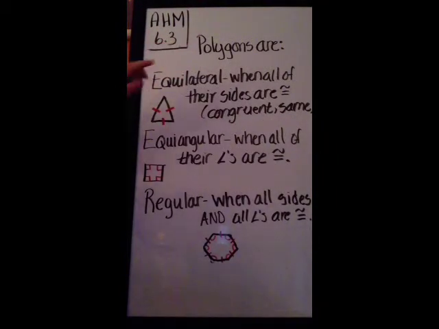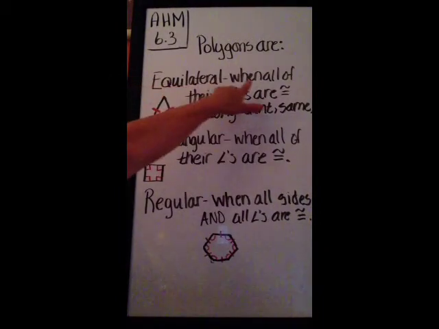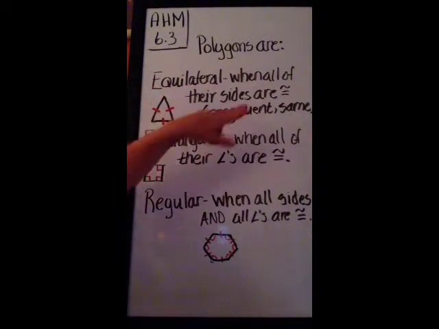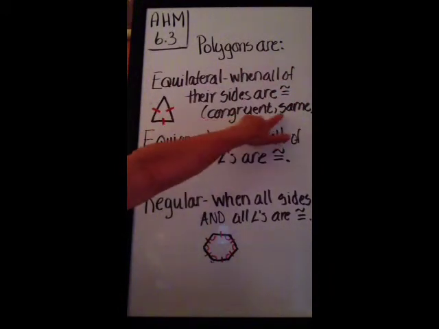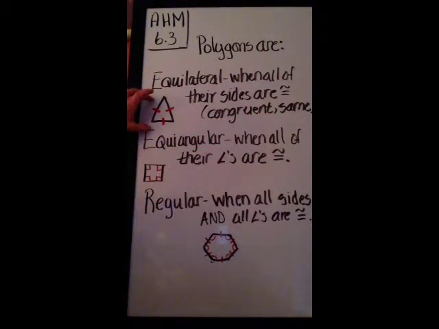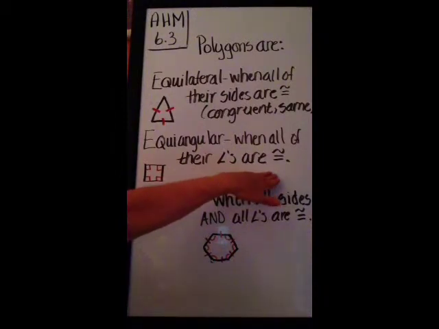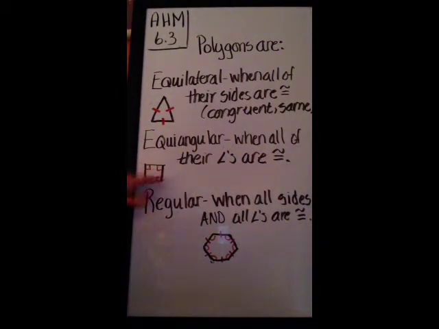Polygons are defined as equilateral when all of their sides are congruent. Remember, that symbol stands for congruent and it means the same. So this triangle is an equilateral triangle. It's got 3 equal sides, and those hash marks, 1 hash mark on each indicates that they're all the same. Or 2 hash marks on each, or 3, as long as they have the same number of hash marks. All right, equiangular is when all of the angles are congruent. So this square has 4 90-degree angles, so it's equiangular.